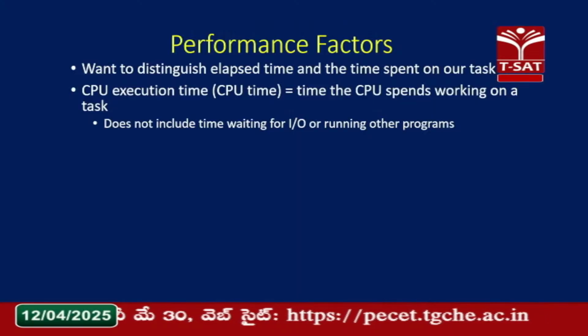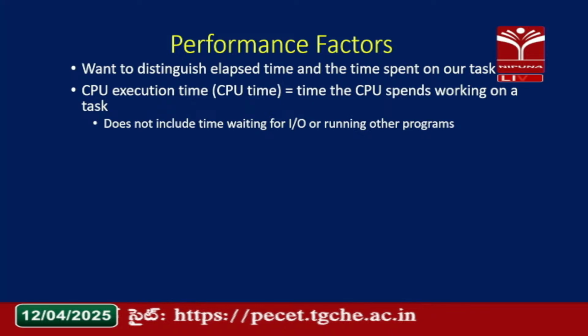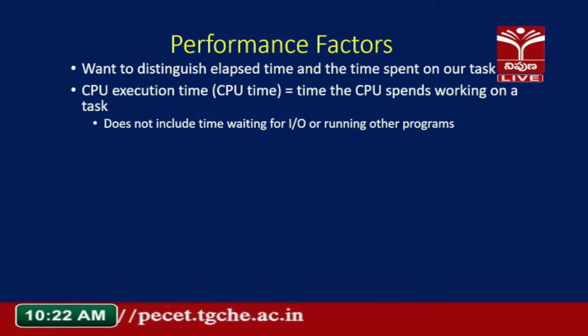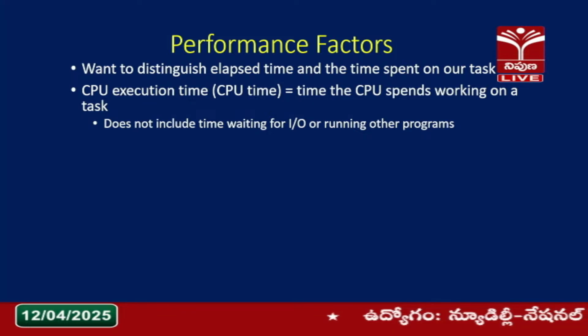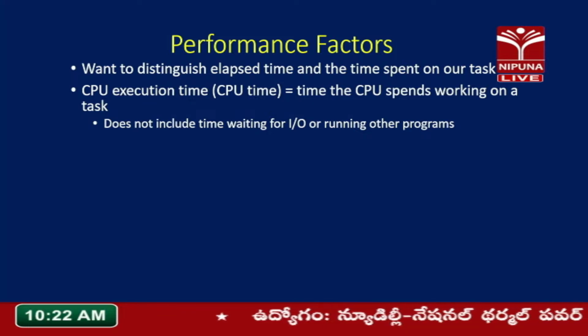So, in terms of the performance factors, we want to distinguish the elapsed time and the time spent on our task. We just saw the response time and the throughput, which are very good metrics to start with, but what is the actual elapsed time, right? Whenever you see a CPU execution time, what is the time that the CPU spends on executing the task? When we saw the computer block diagram, there is a memory, there is a hard disk, there is something that is outside the control of the actual CPU.